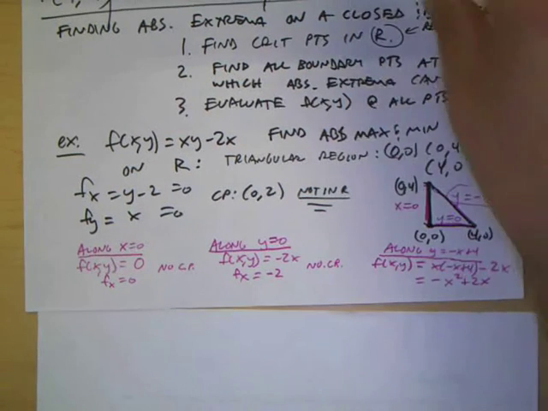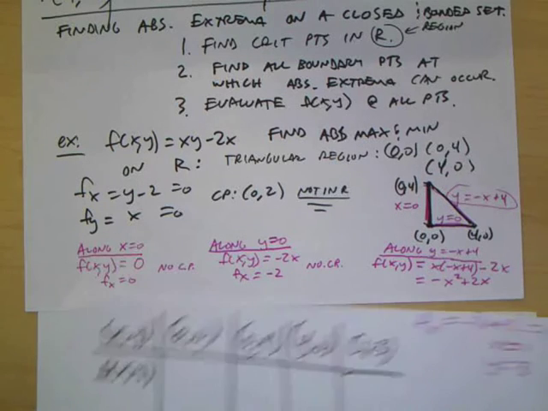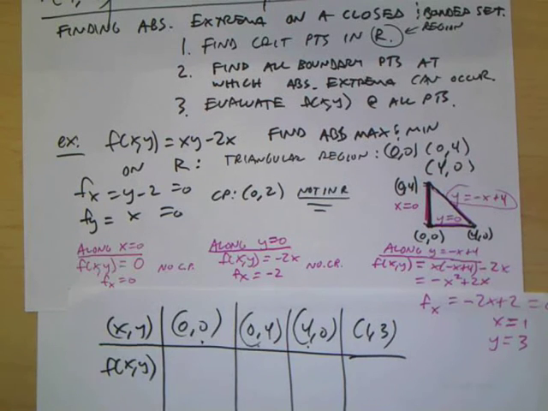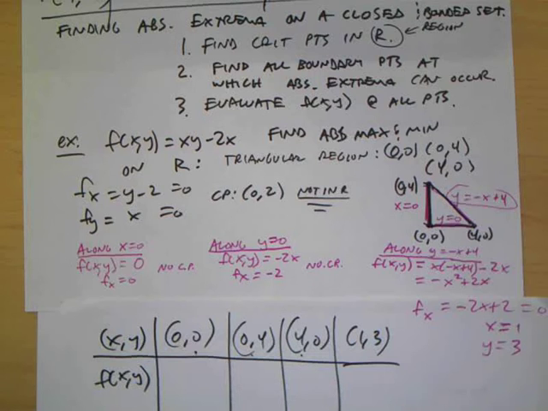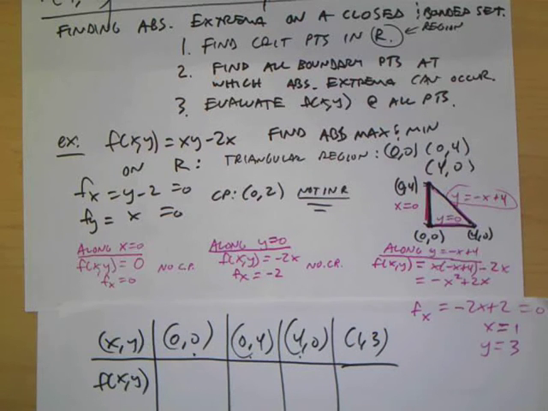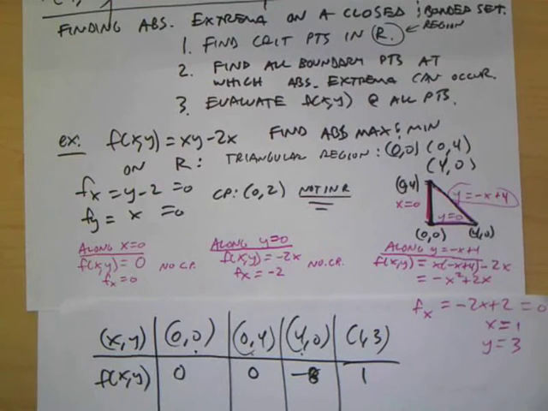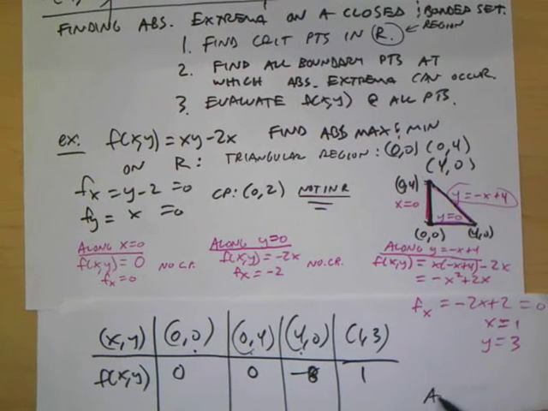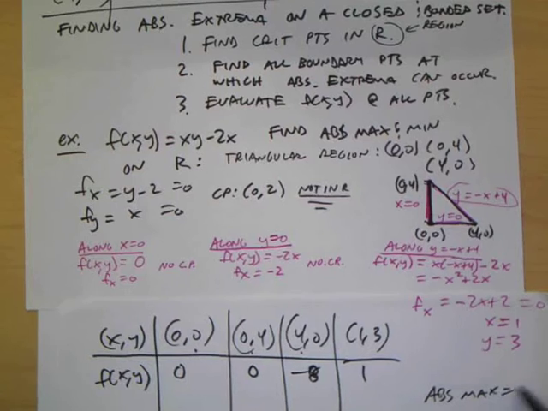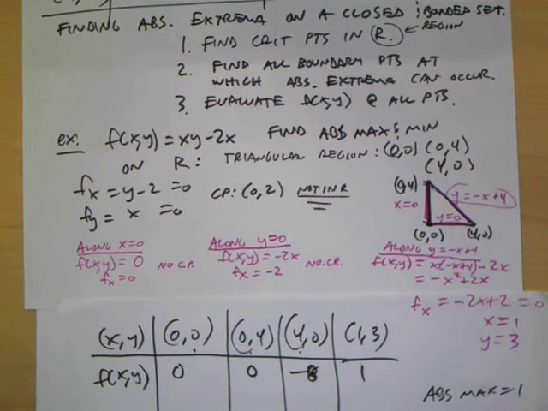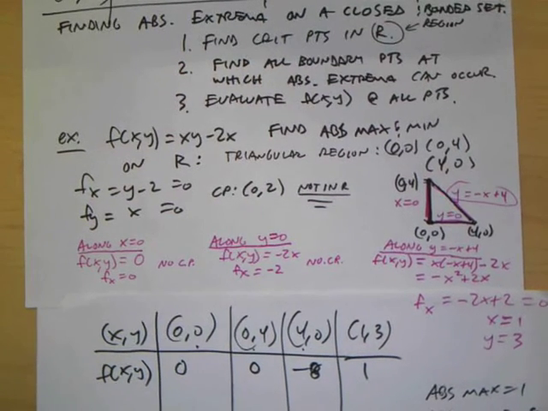All right. Sorry, maybe some of you already have this. What values do we get? 0, 0, negative 8, and 1. Okay? So then, absolute max is 1, absolute min is negative 8. That's it. You plug them back into f of x, y.